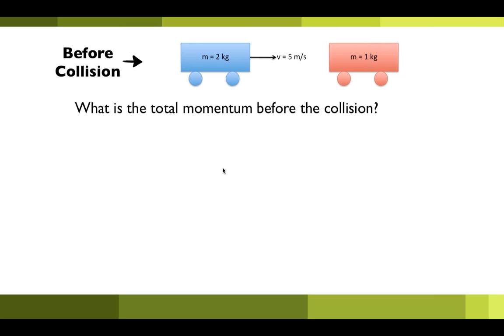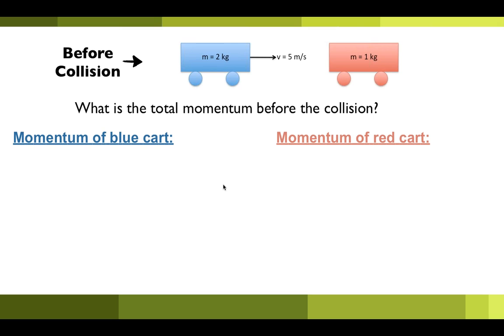Now, the only way to find the total momentum is to find the momentum of each individual cart and combine them. So let's start off with the momentum of the blue cart. So momentum is mass times velocity. So the mass of the blue cart is 2 kilograms. The velocity of the blue cart is 5 meters per second. So plugging those in, we find that the momentum of the blue cart is 10 kilogram meters per second.